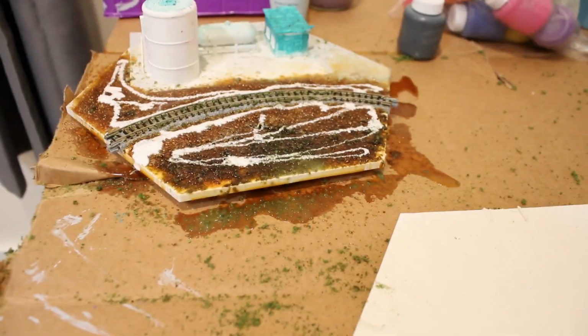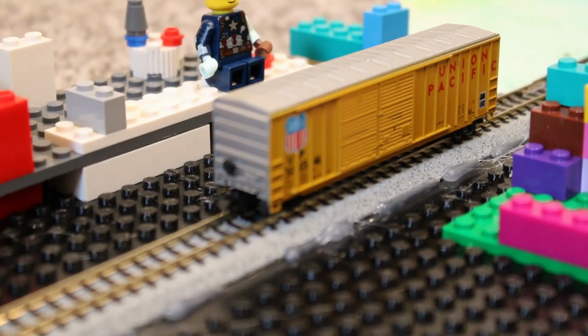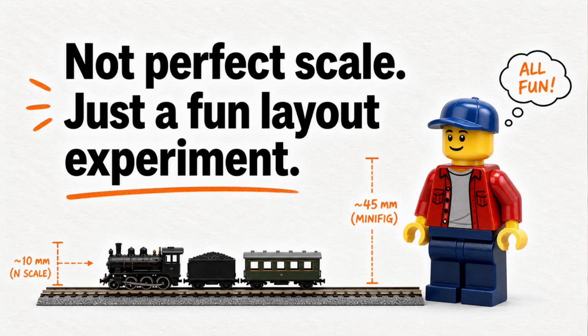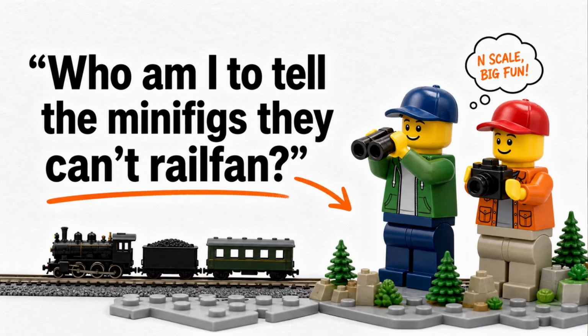I love gluing scenery down. I saw the Bricks and Trains YouTube channel, and his mostly Lego layout looked fantastic. It made me want to bring a childhood favorite into my HexTrak layout. And yes, I know Lego minifig scale is not even close to N-scale, or Lego L scale is not close to N-scale. But who am I to tell the minifigs they cannot railfan?